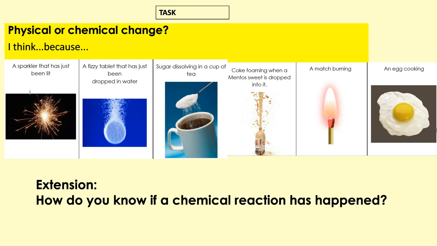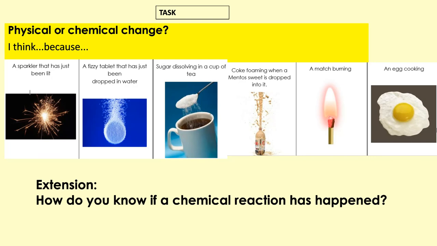Okay, so if you haven't still written down the physical or chemical changes, then pause the video because I'm just going to talk you through what the answers were. So the sparkler, if you've got a firework, that's going to be a chemical change because once you've used your firework, you can't get the new firework back. So it can only be used once. You can't reverse it back into a firework that hasn't been used.